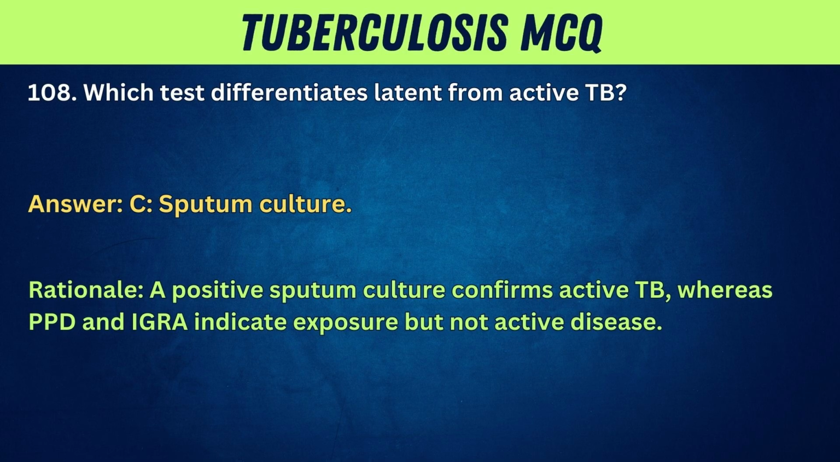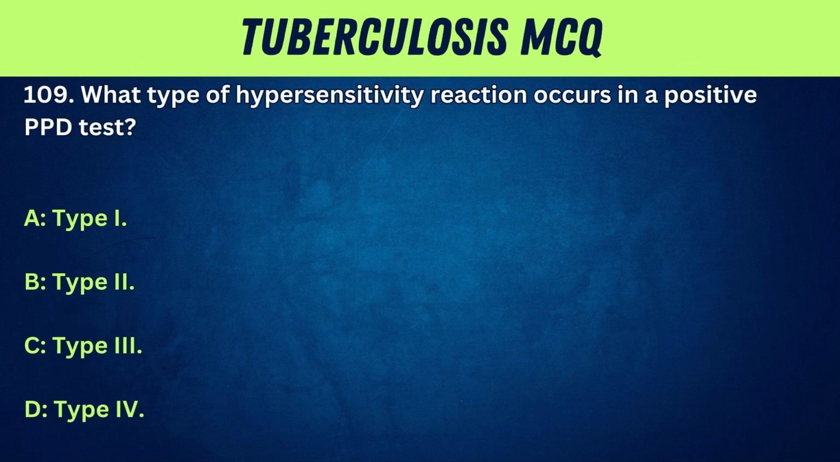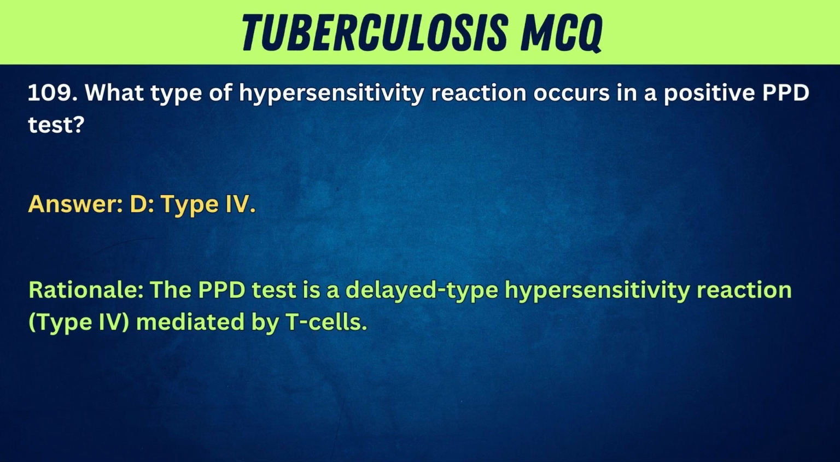109. What type of hypersensitivity reaction occurs in a positive PPD test? A. Type 1. B. Type 2. C. Type 3. D. Type 4. Answer: D. Type 4. Rationale: the PPD test is a delayed type hypersensitivity reaction, type 4, mediated by T cells.